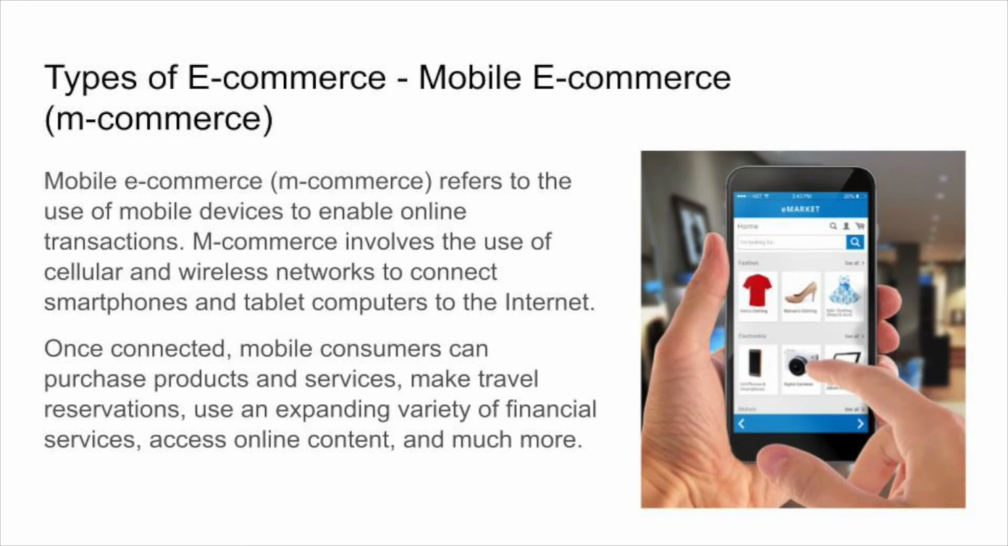Another type of e-commerce that's grown significantly over the last little while is mobile e-commerce. M-commerce, it's often called. It refers to the use of mobile devices to enable online transactions. It's buying stuff off your smartphone. So it allows this through a wireless connection, a connection to your bank, so a payment method such as PayPal. And once connected, mobile consumers can purchase products and services from anywhere and make travel reservations, use an expanded variety of financial services such as online banking. And this has grown significantly in the last number of years.